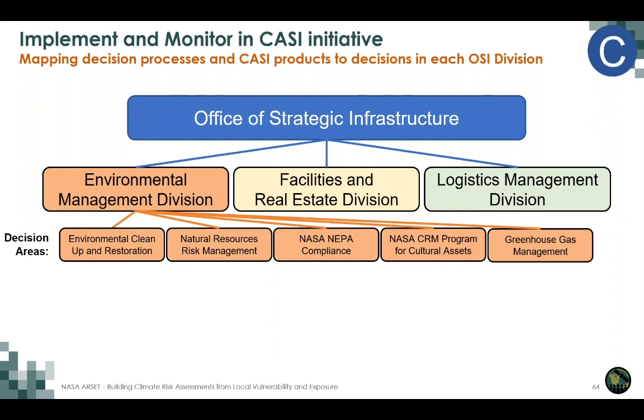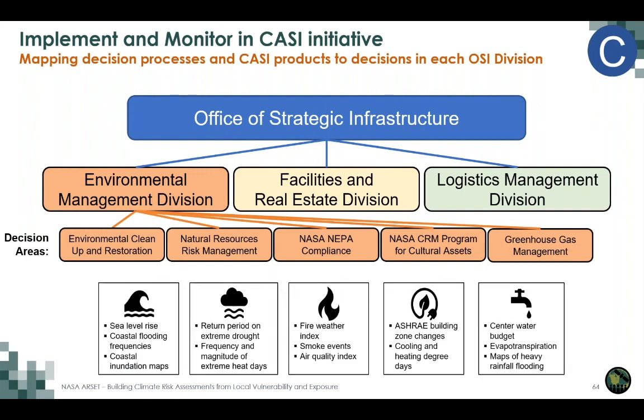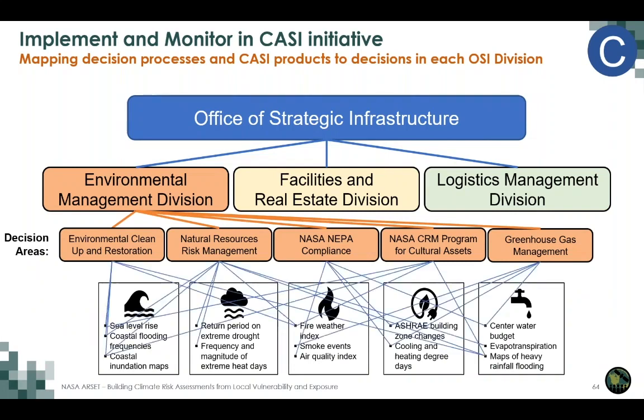So now adding the CASI products into the picture, we see the linkages where these products could be used. For example, the sea level rise and coastal flooding inundation product could be used in several of these decision areas, like the environmental cleanup restoration, as well as for the natural resource risk management decision areas. The important thing to remember is that one or a combination of products has linkages to more than one decision area, as we saw, and each decision area benefits from more than one CASI scientific product.